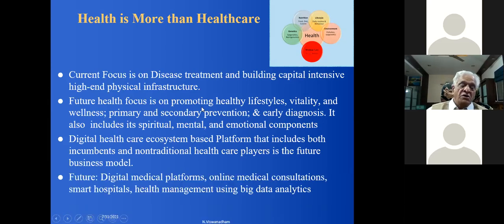Now let us go through this. So what is the future? According to me, the future is, you will find digital medical platforms, online medical consultation, smart hospitals, health management using big data analytics. So all that you have is your electronic health record, which contains from birth to today, all the records, all the decisions you have, all the tests you have done, all those things are there in the health record. And also when you get a fever or something, all the temperatures, all those records are all there. If you get blood tests, those records are also there. So depending on that, using that data, is it possible to manage your health?